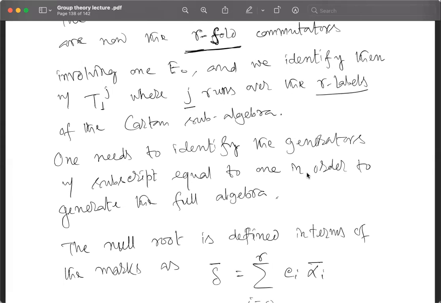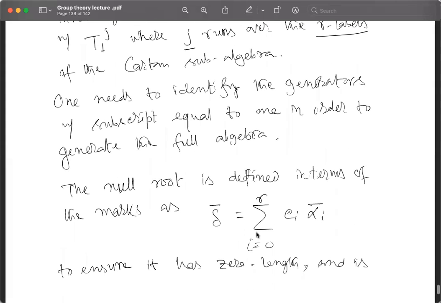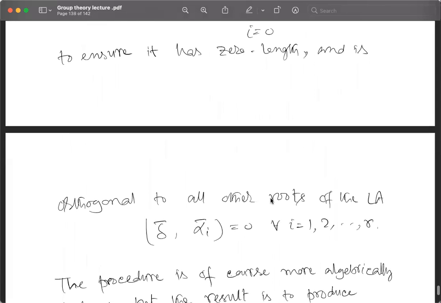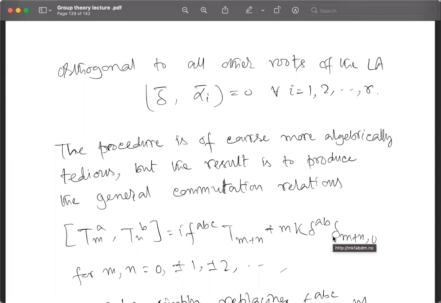And the null root is defined in terms of the marks as delta equals the sum over i equals 0 to r of a_i alpha_i. If you remember, marks and all those things are there. So this is the same marks we are considering here. And to ensure it has zero length and is orthogonal to all the other roots of the Lie algebra, that is, the inner product of delta and alpha_i is 0 for all choices of i equals 1 to r. And the procedure is of course more algebraically tedious, but the result is to produce the general commutation relations, which are of the following form.